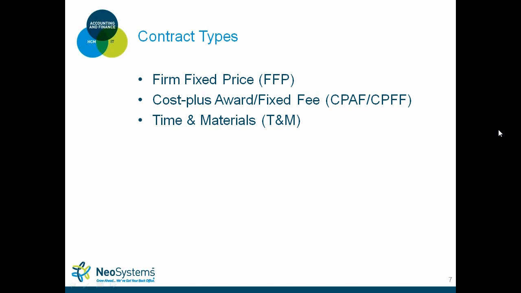So the contract types that we're going to be going through today are firm fixed price, cost plus award fee, cost plus fixed fee, and time and materials. There are obviously others, but we can't cram all the other contract types into a 1-hour webinar, so we can go into those during the question and answer segment.